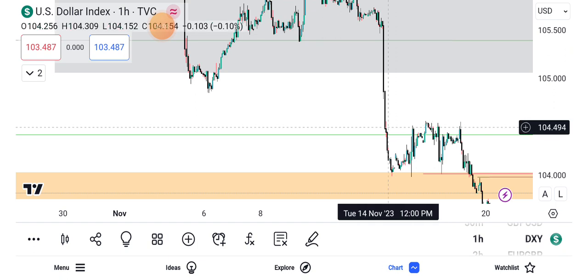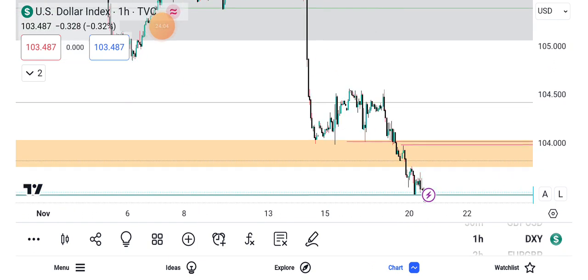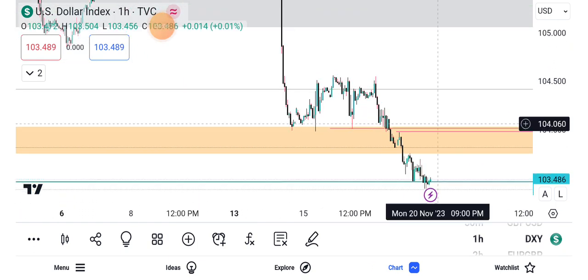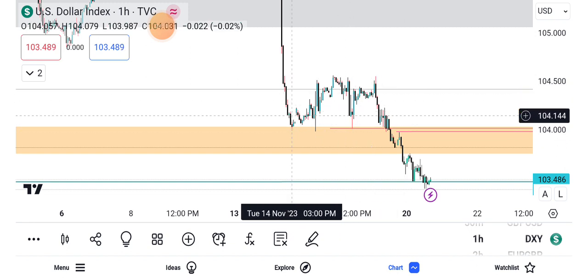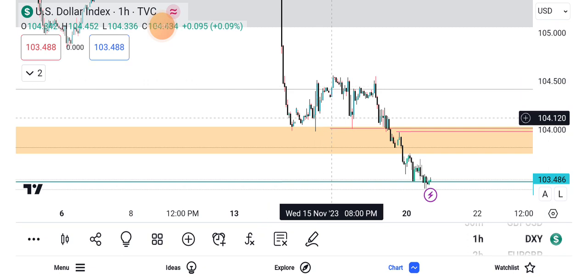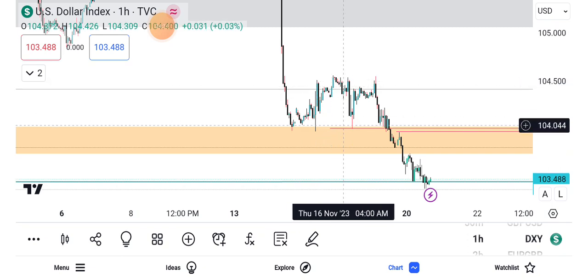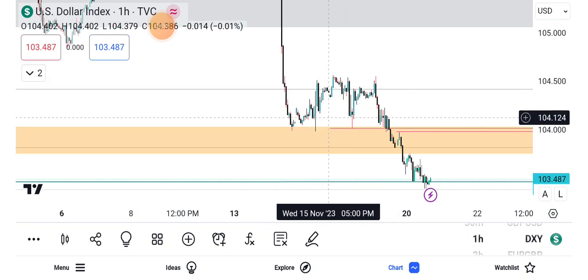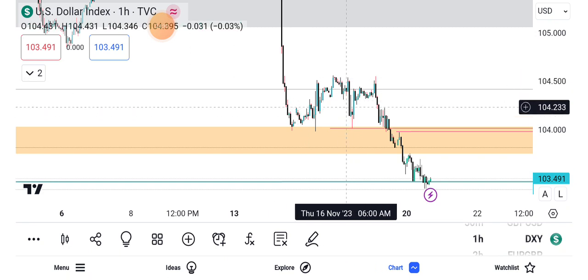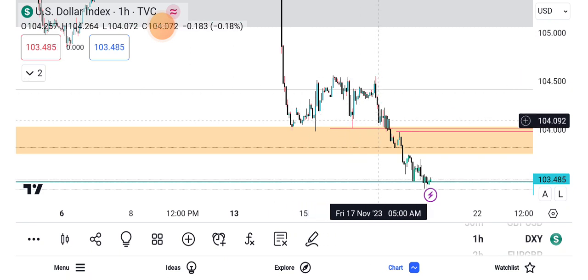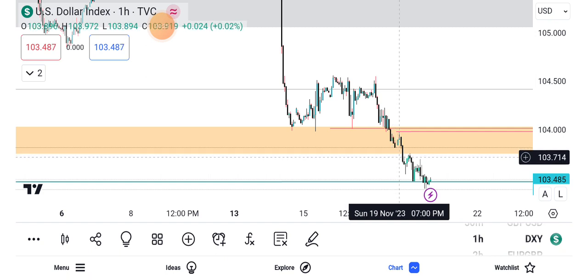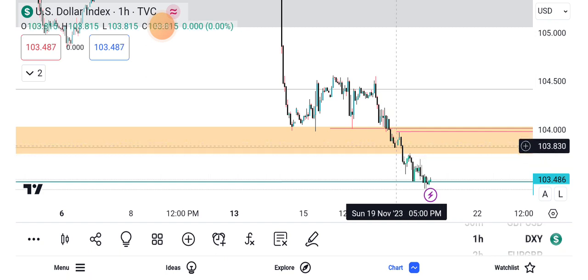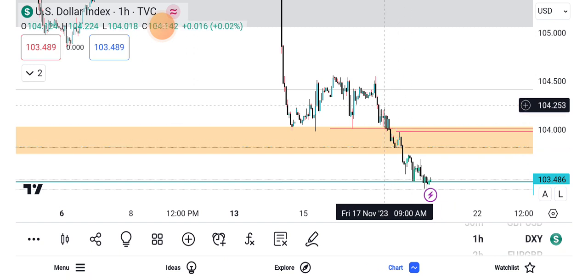So this was on last week Tuesday. So now I want to move on to Wednesday. We can see this price action here. The market wasn't moving much, it was moving sideways from Tuesday to Thursday. On Friday it rallied lower up to this level. That's why it closed on Friday.